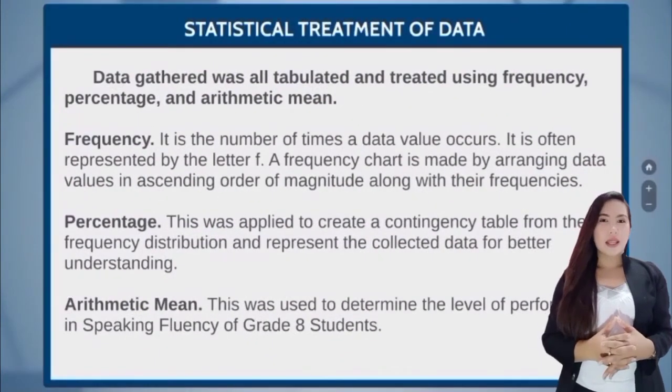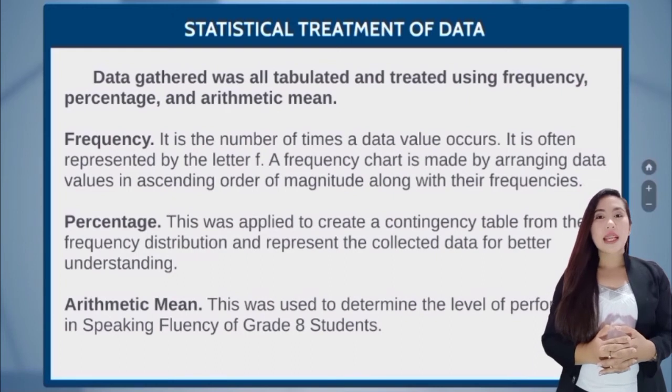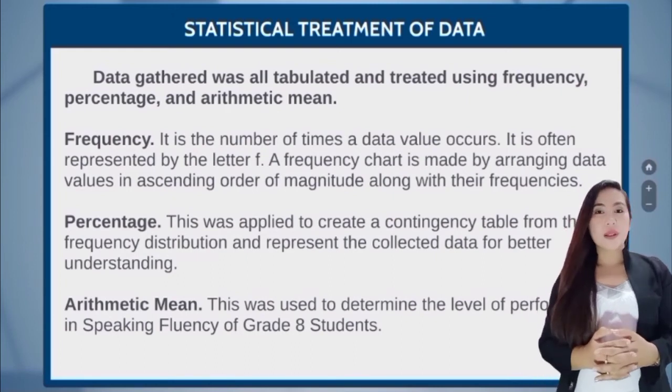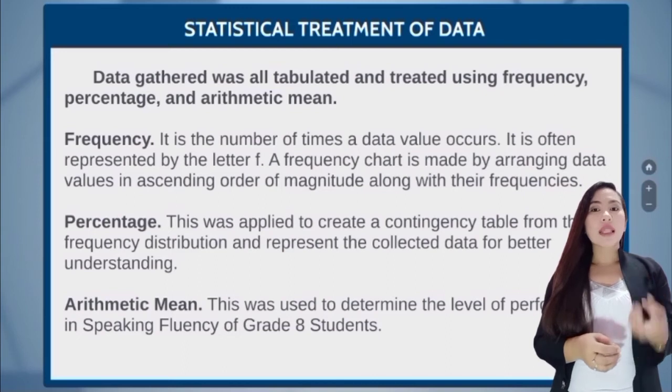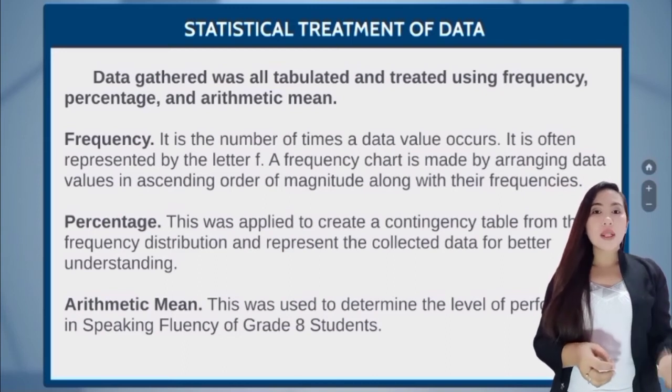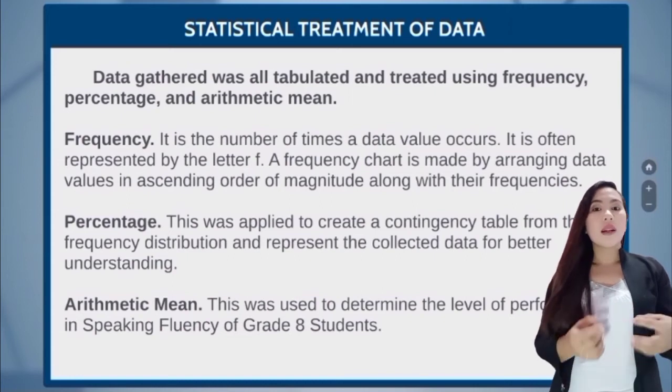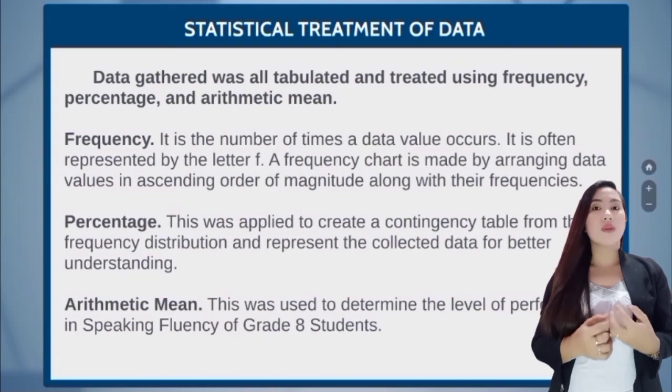Statistical treatment of data. Data gathered was all tabulated and treated using frequency, percentage, and arithmetic mean. Frequency is used in order to show the number of times a data value occurs, and the percentage is used to create a contingency table for the frequency distribution and represent the collected data for better understanding. And arithmetic mean was used to determine the level of performance in speaking fluency of grade 8 students.